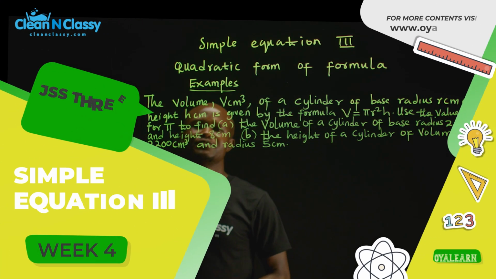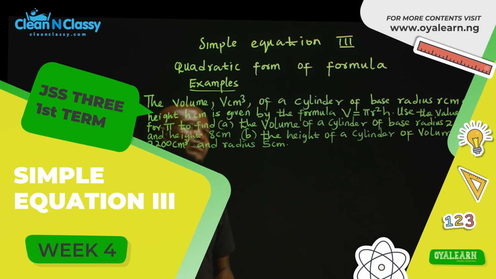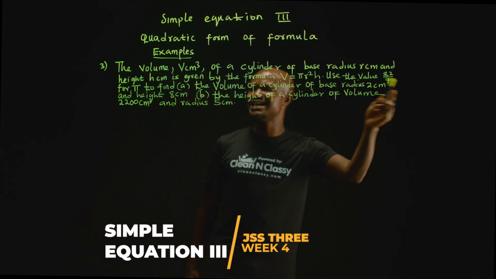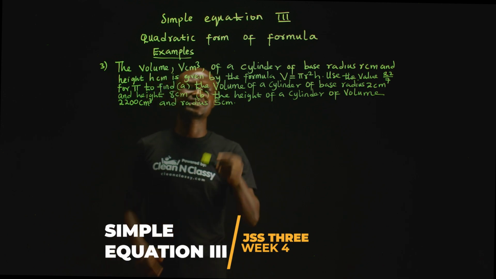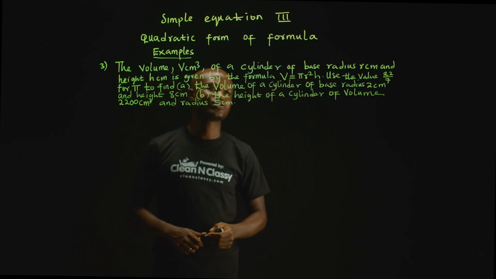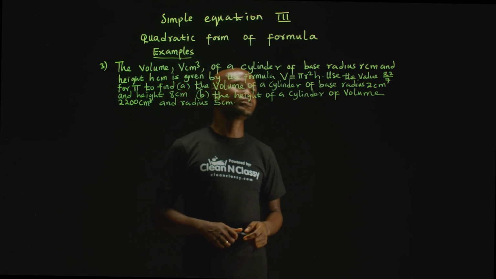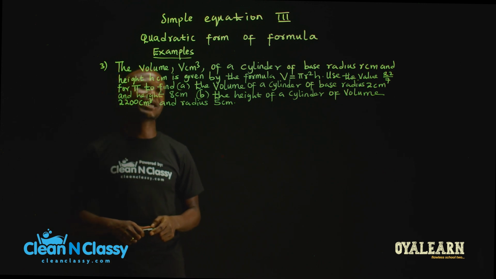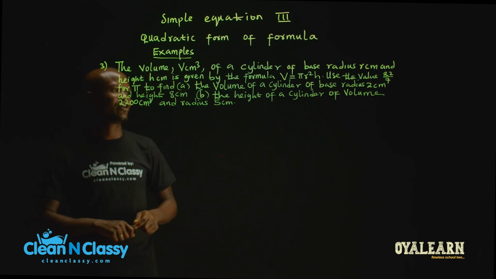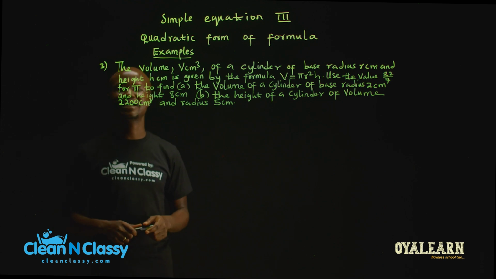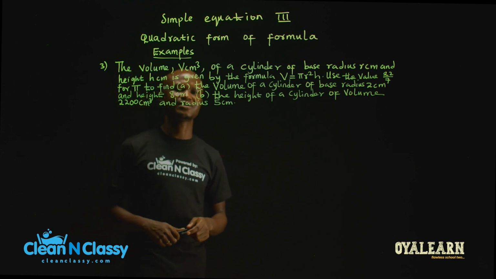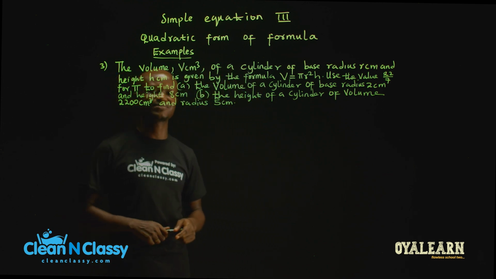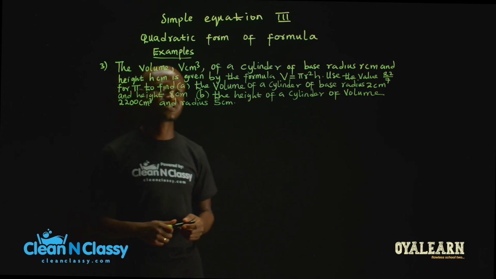The volume V centimeter cube of a cylinder of base radius R centimeter and height H centimeter is given by the formula V equals pi R squared H. Use the value 22/7 for pi to find A, the volume of a cylinder of base radius 2 centimeter and height 8 centimeter. B, the height of a cylinder of volume 2200 centimeter cube and radius 5 centimeter.